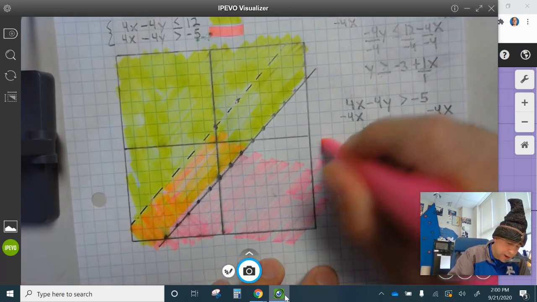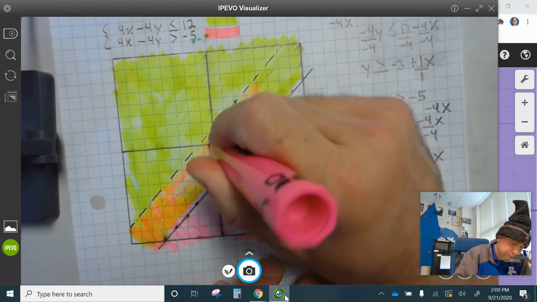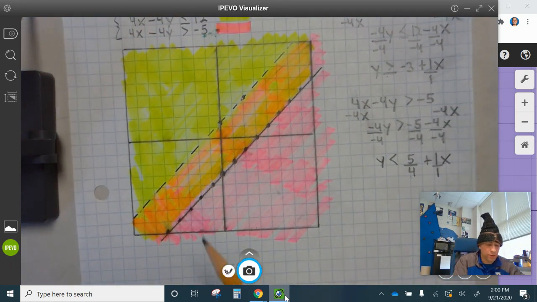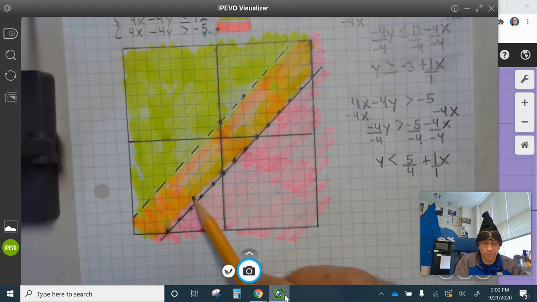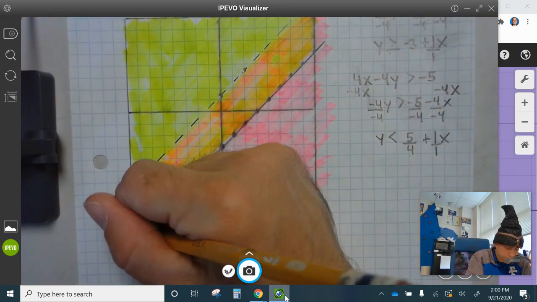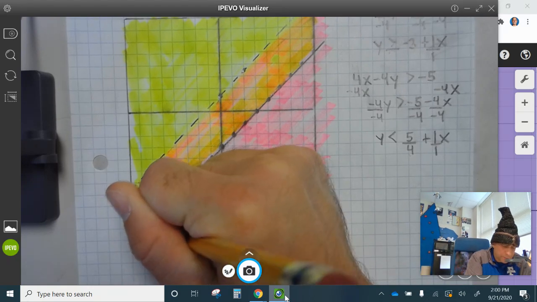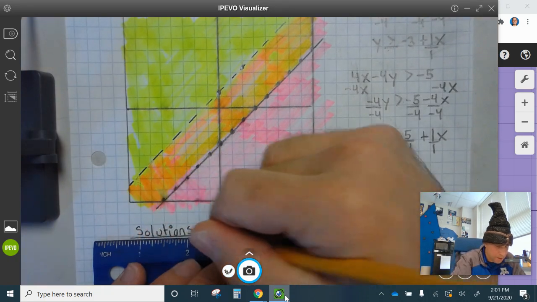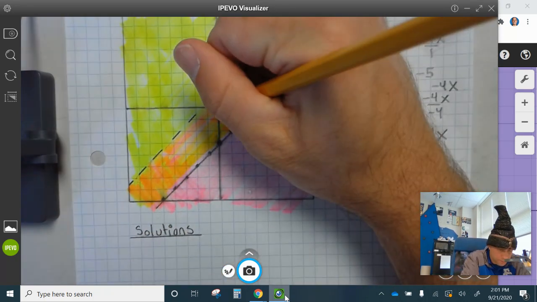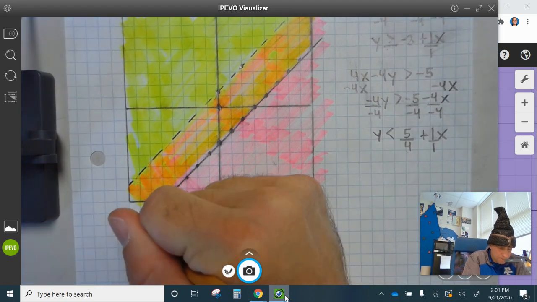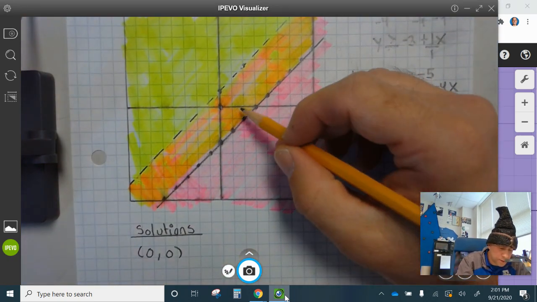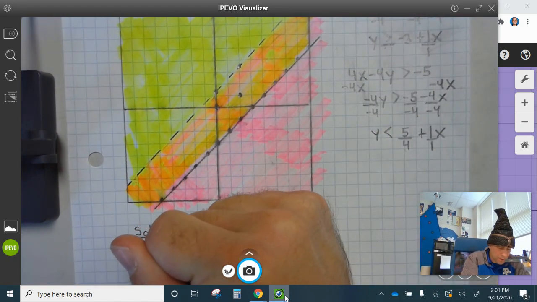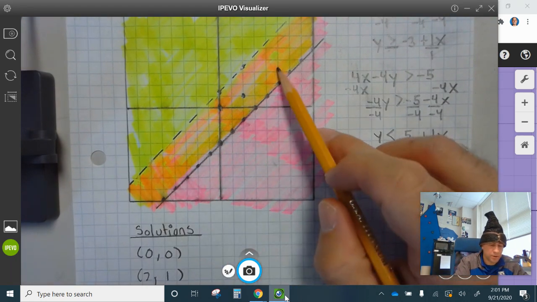And again, this is why I really recommend using two highlighters. Especially pink and yellow work the best, is you can see the overlapping region, which here is your solution. Okay. So solutions, we're just going to pick 2. I mean, you could pick more than that if you want to. It looks like 0, 0 is a good point. Is a solution, and 2, 1 is a good point. And again, you can pick anything in this shaded region.